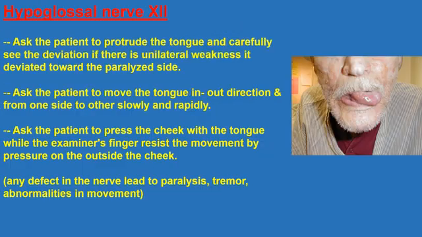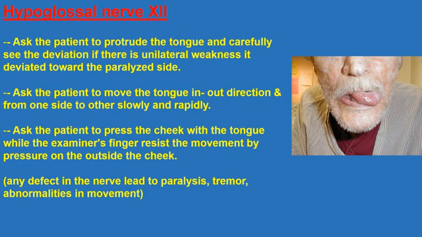Examination of the hypoglossal nerve. The hypoglossal nerve is a motor nerve that supplies the muscles of the tongue, and its examination is by asking the patient to protrude the tongue and carefully see if there's deviation. If there is unilateral weakness, it deviates toward the paralyzed side, as we see in the photo.